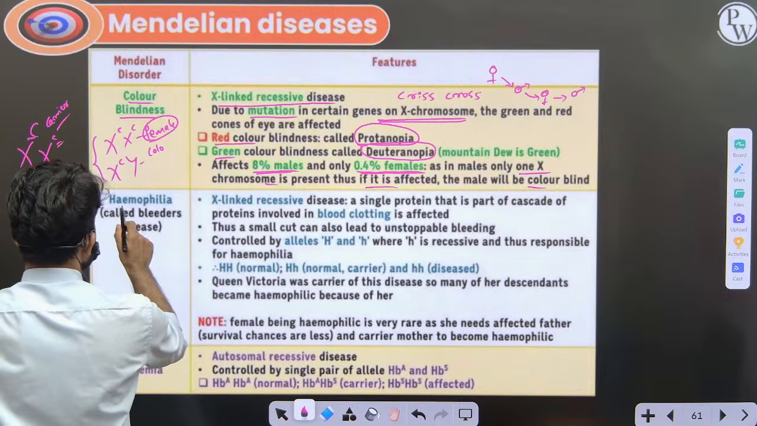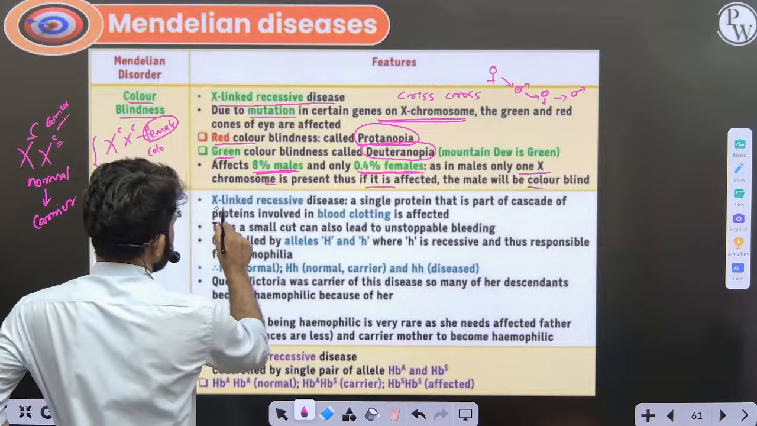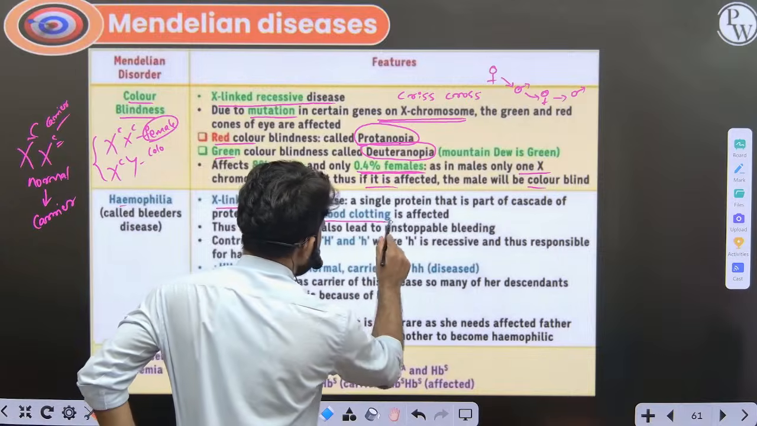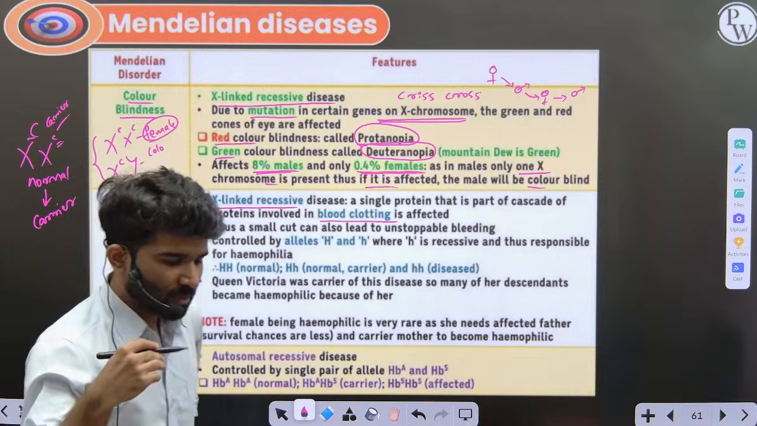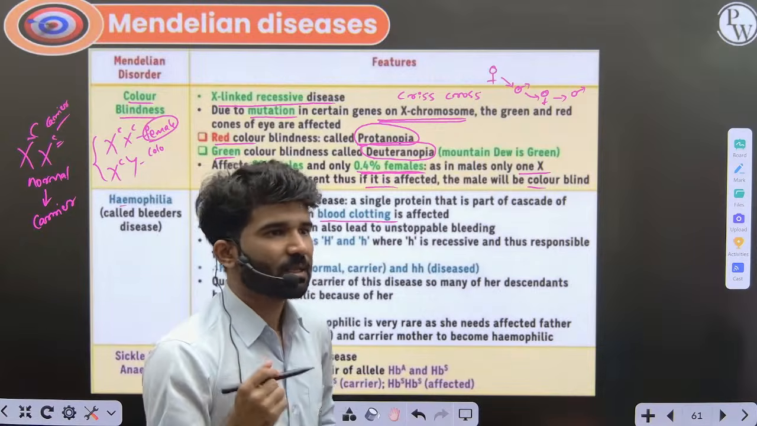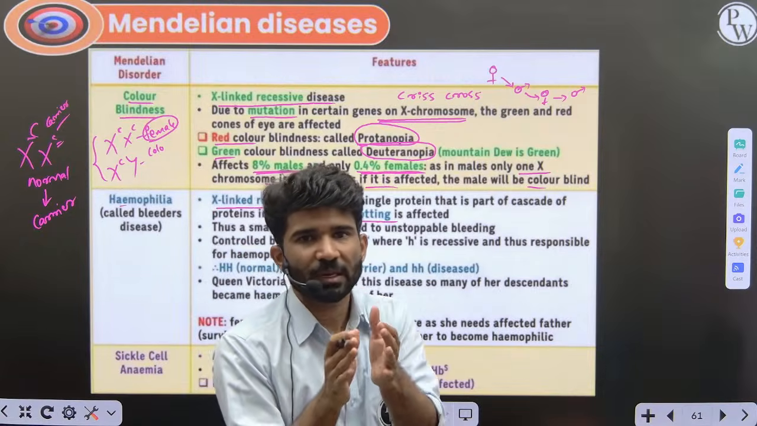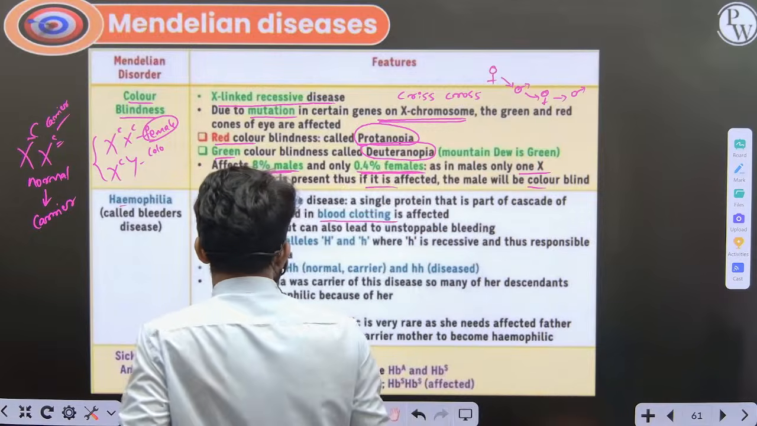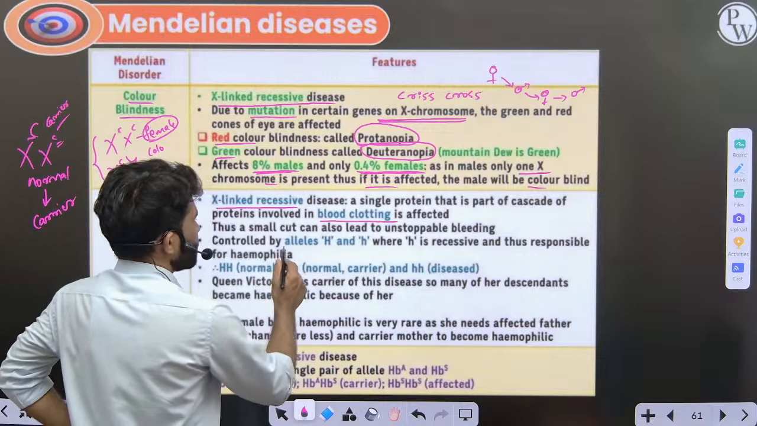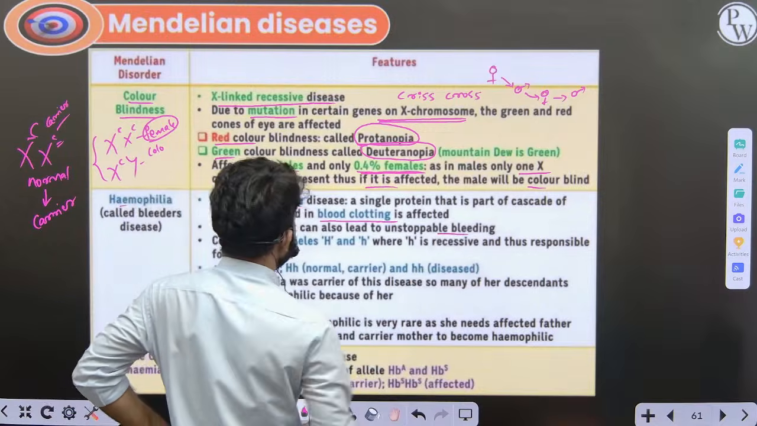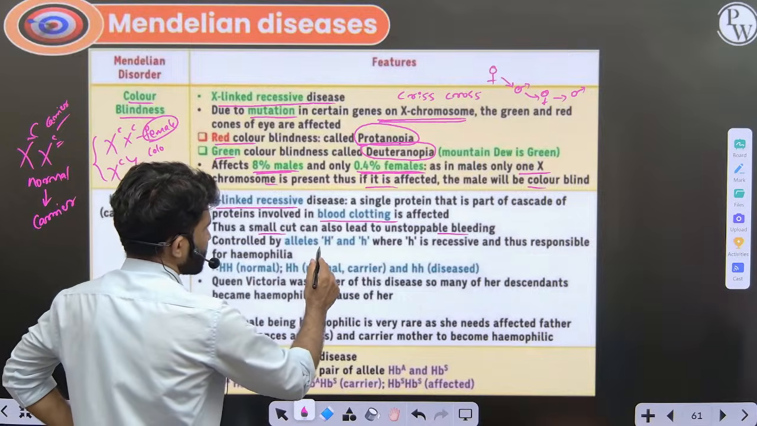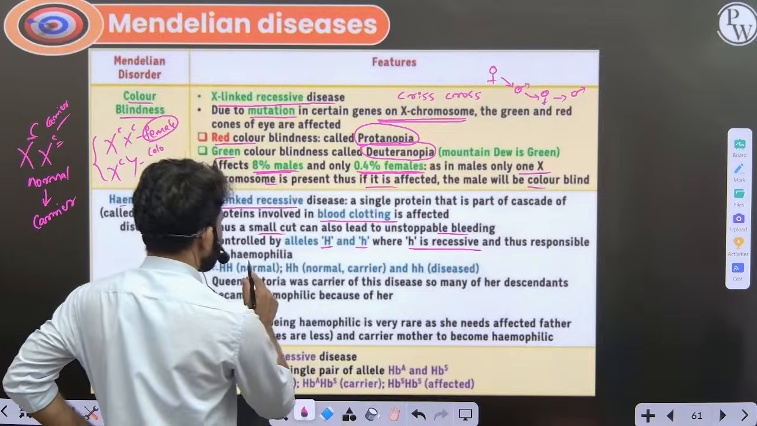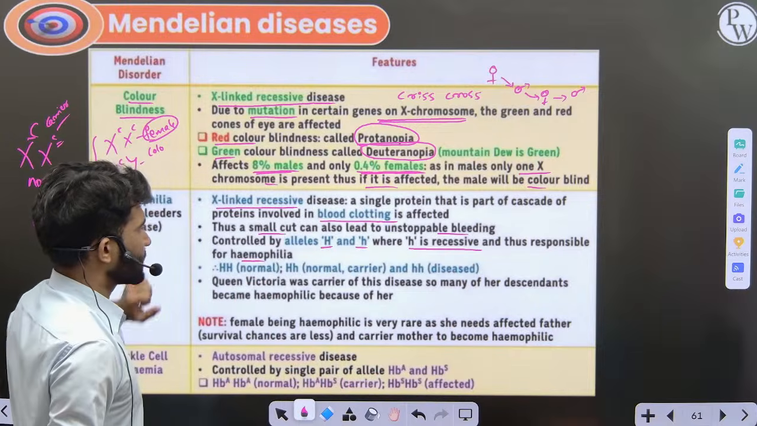The same is the case with hemophilia. This is also an X-linked recessive disorder. Here the blood clotting factor is affected, so the protein that is responsible for blood clotting is affected. If given a small cut, it leads to continuous bleeding, which can cause the death of a person. Here also more males are affected. It is controlled by the alleles capital H and small h, where small h is recessive and responsible for hemophilia, as it is an X-linked recessive disorder.